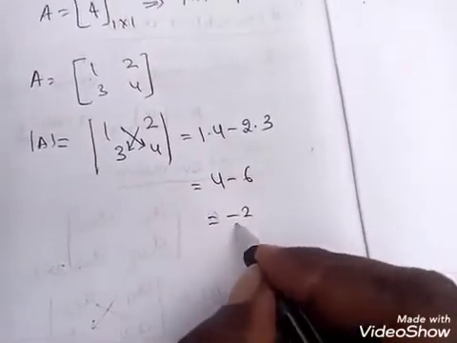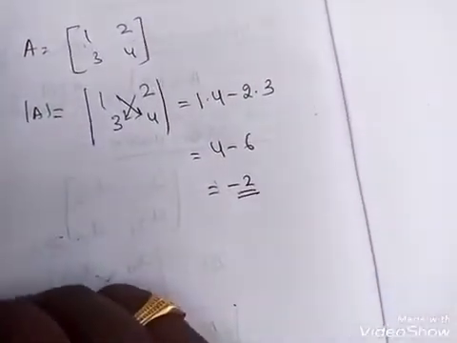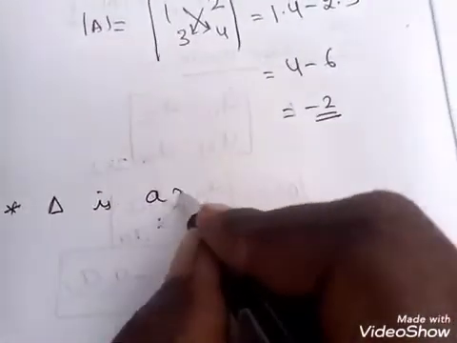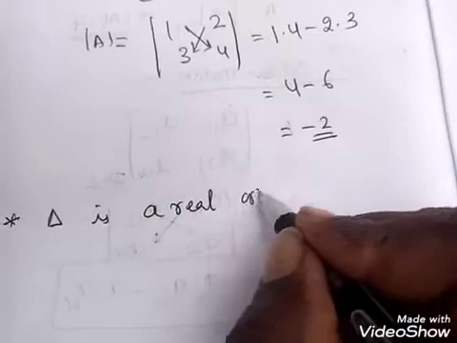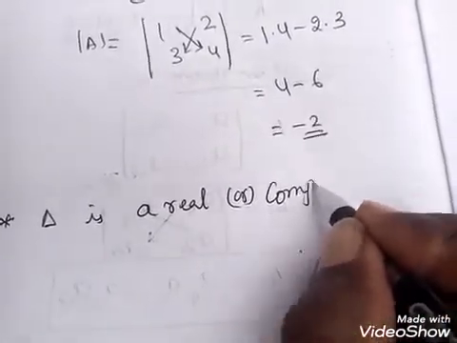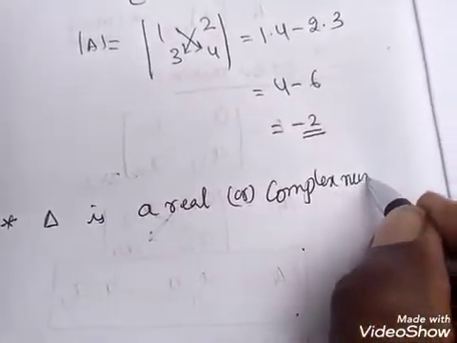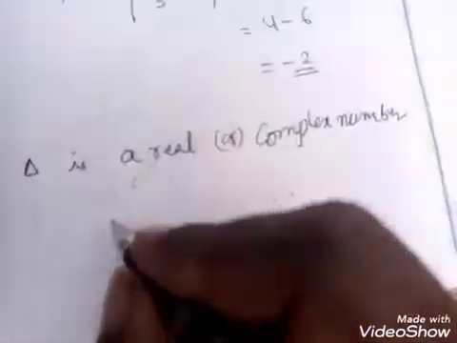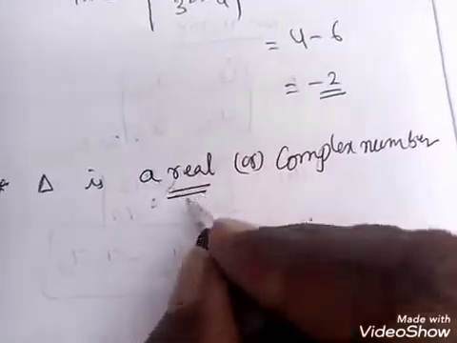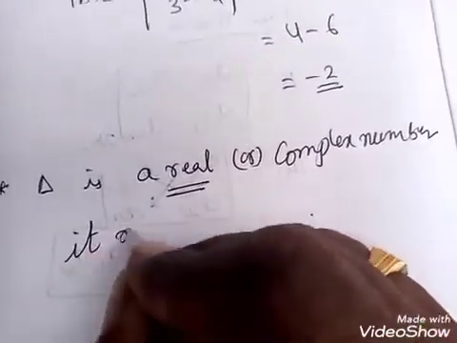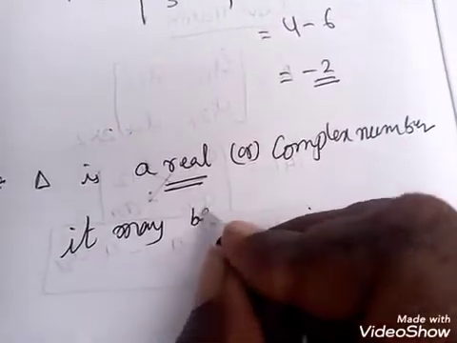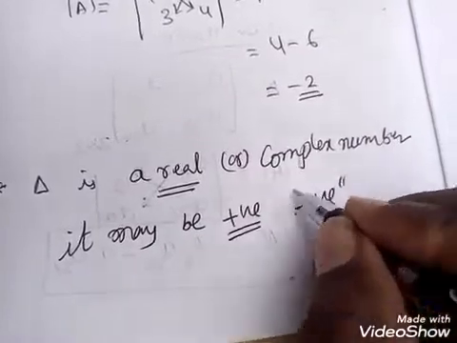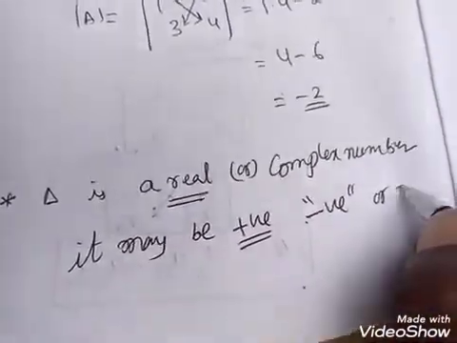And here observe, delta is a real or complex number. A complex number will be very rare, but regularly we are going to get a real number. That means it may be positive or negative or 0.